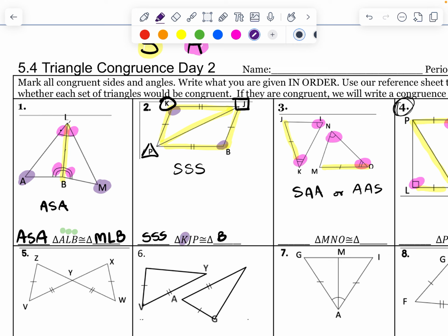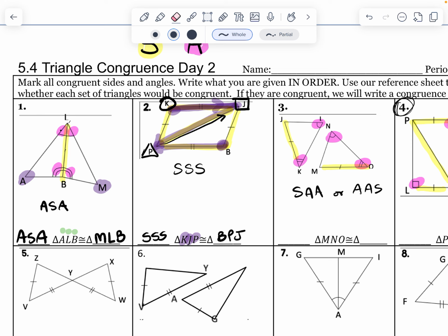I went K, J, P. So K, and then I did the 2-line guy. See the 2-line? To J, to P. So the order matters. So this one, I'm starting naked. I'm starting at the empty one, B. I'm going to go to the 2-line, P. And then I'm going to go up here to J.